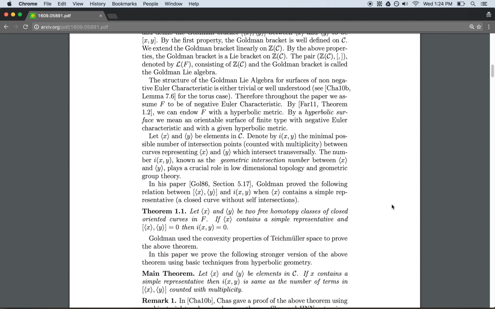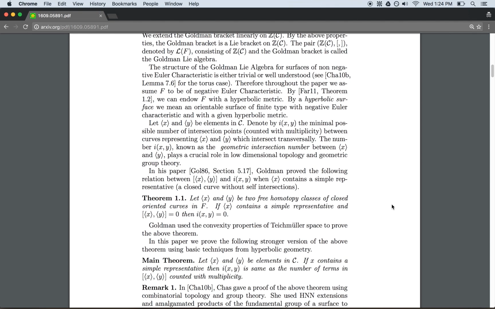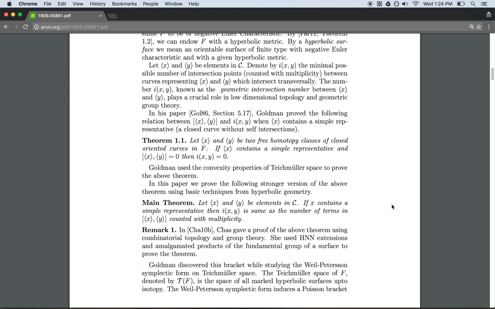Let angle bracket x and angle bracket y be elements in script C. Denote by I of x, y the minimal possible number of intersection points, counted with multiplicity, between curves representing angle bracket x and angle bracket y, which intersect transversely. The number I of x, y is known as the geometric intersection number between angle bracket x and angle bracket y, and plays a crucial role in low-dimensional topology and geometric group theory.